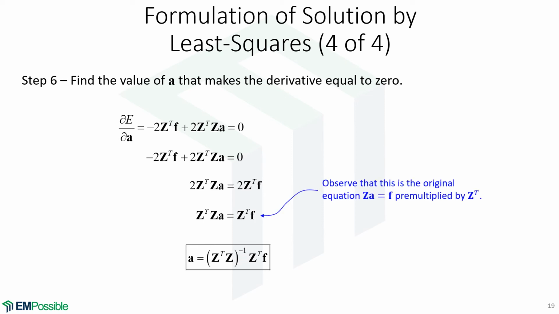Now I want to make an observation because in practice, this is how we implement it. This equation here, notice ZA equals F. That's actually our original equation that we had to solve. And what we've done is we've pre-multiplied both sides by the transpose of Z. And so that actually implies how we actually solve problems by least squares.